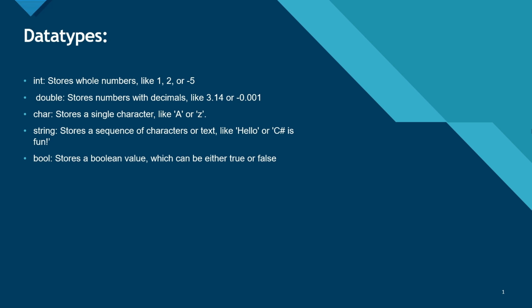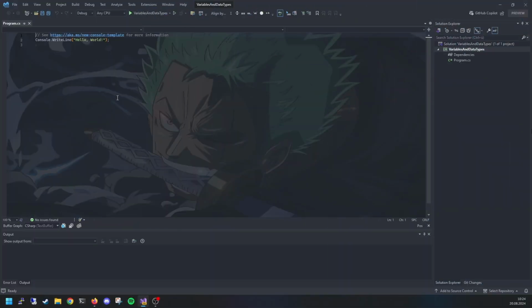Let's jump into Visual Studio and see how we can work with these data types. Open up your C# project in Visual Studio, and let's declare some variables. Type the following code inside the main method.